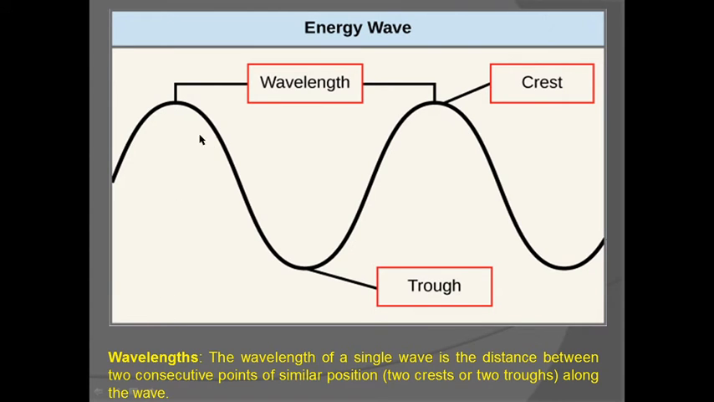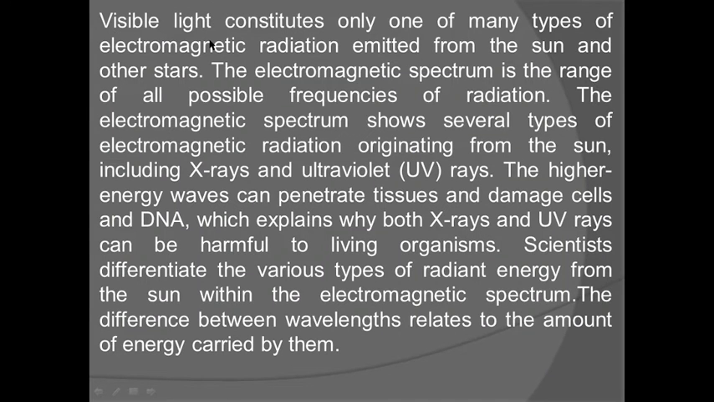See, this is the picture of the wavelength of energy. This is the crest, and this is the distance between two crests. Scientists measure the distance between two crests, that means the wavelength of energy. Visible light constitutes only one of many types of electromagnetic radiation emitted from the Sun and other stars. The electromagnetic spectrum is the range of all possible frequencies of radiation.